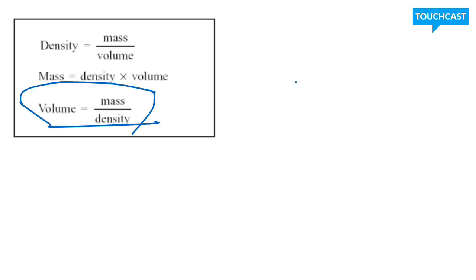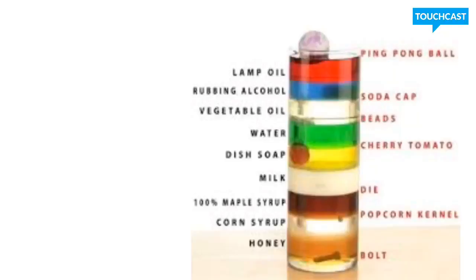Alright, let's go ahead and transition away from the formula and look at one more thing regarding density. The last property of density we're looking at is basically called buoyancy. Now, if an object is more dense than a liquid, it'll sink in it. Example here, the bolt is more dense than all of those liquids, so it sank to the bottom.